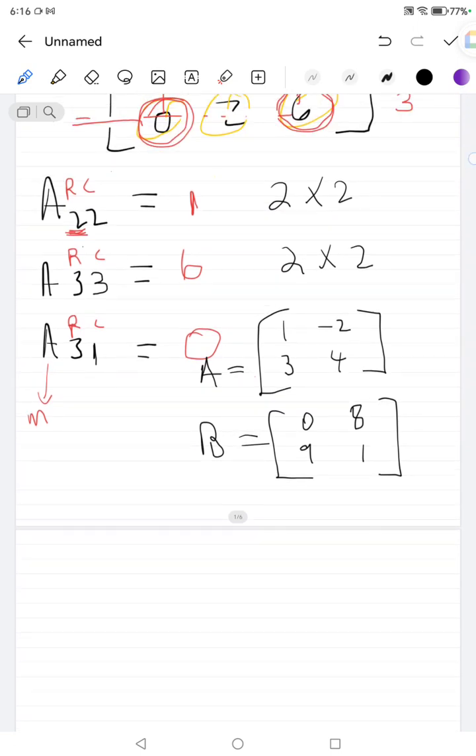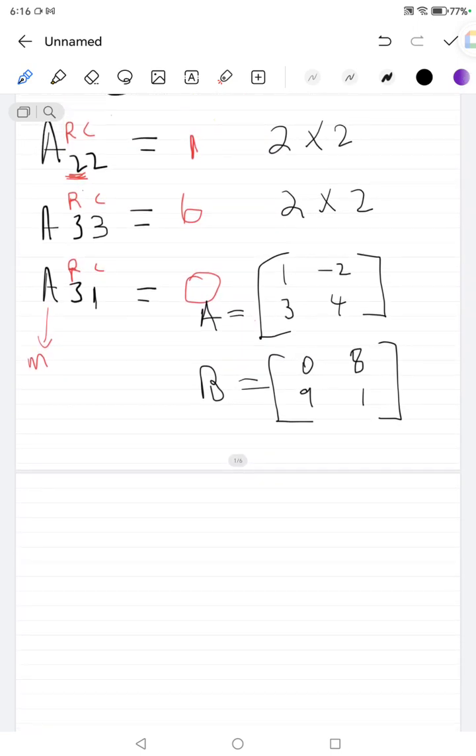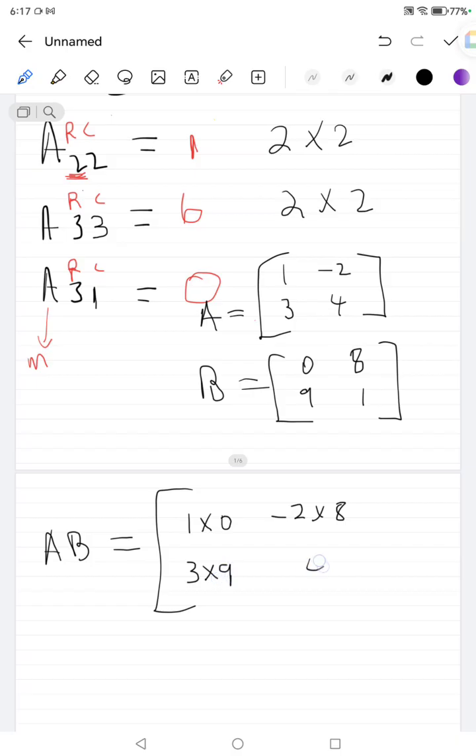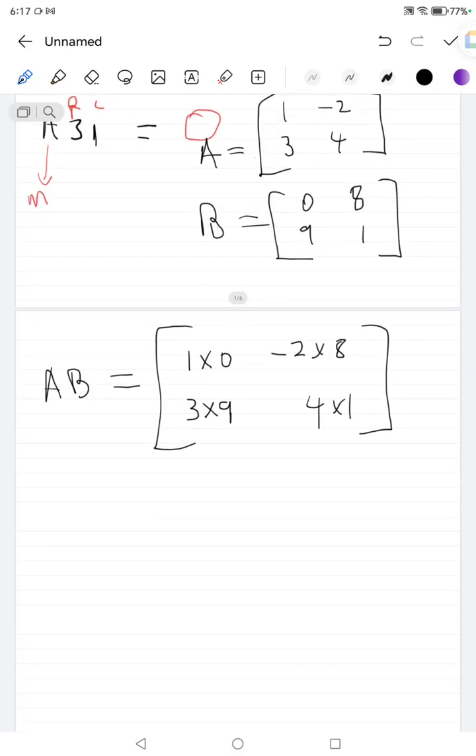And when you're going to multiply this, if you are multiplying your matrix A by B, it means now you're going to have your AB, which is equal to 1 multiplied by 0. Then you're going to have minus 2 by 8. Then at the bottom, you're going to have your 3 by 9. Then you're going to have your 4 by 1.